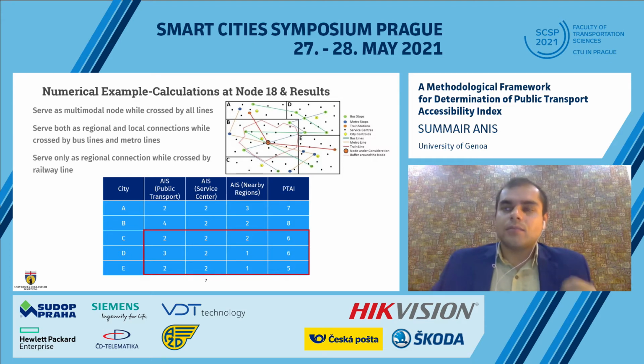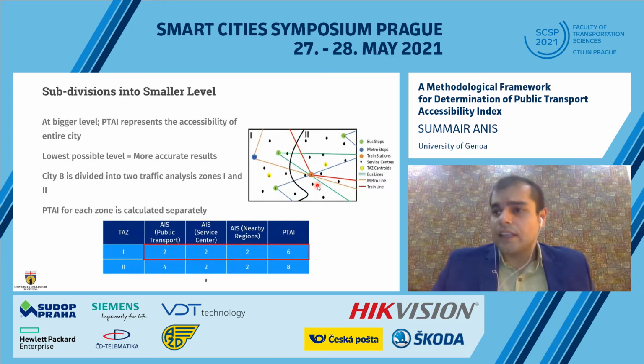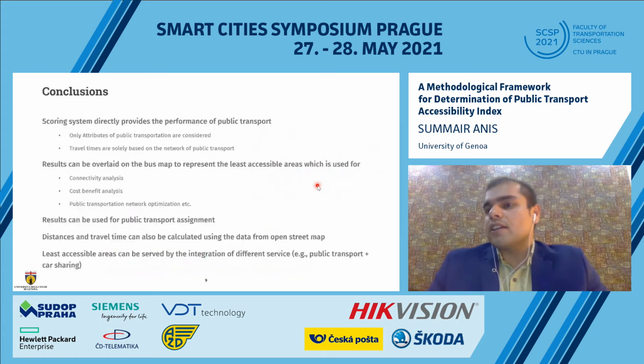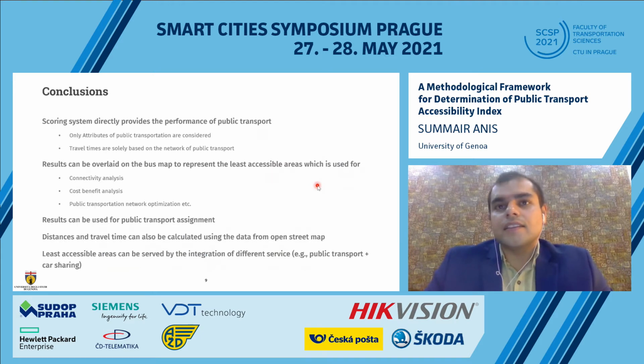Because if we identify the smallest possible area, then we can comment on the performance of public transport in a correct way, and we can improve public transport by using different methods. Finally, we have concluded that this framework is efficient in the evaluation of the performance of public transport. Since only public transport attributes are used, we can confidently say that this framework is applicable to the public transport of any region, also because the travel times are entirely based on the network of the public transport.